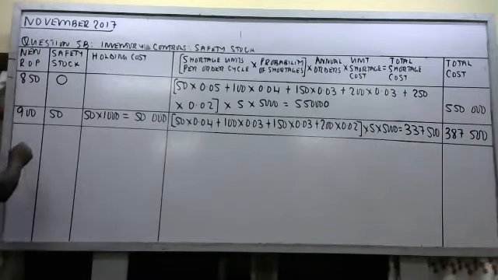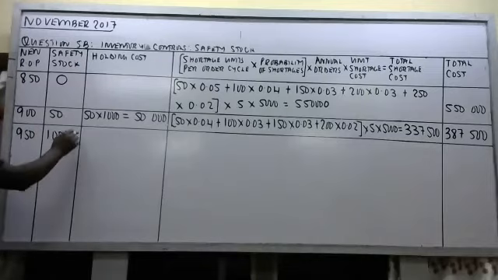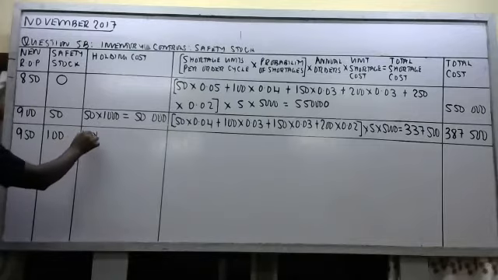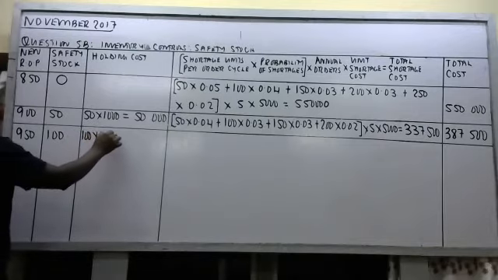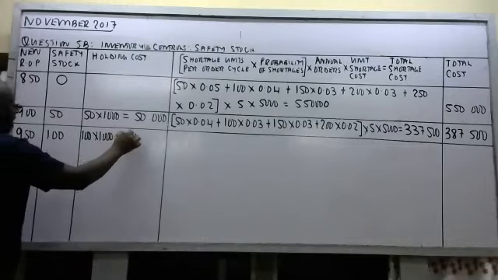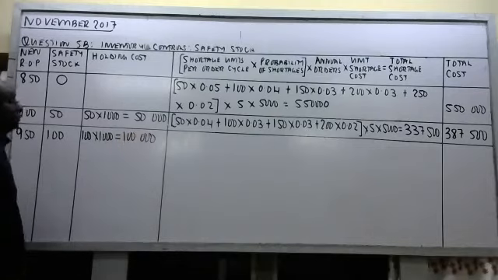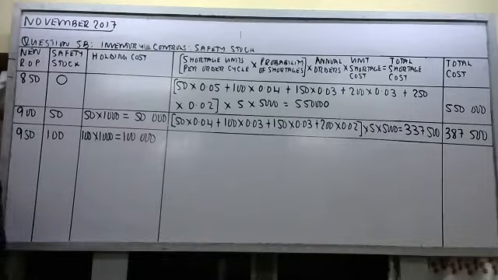Let us go to 950. At 950, you have 100. So this would be 100 times 1,000. And that gives us 100,000.